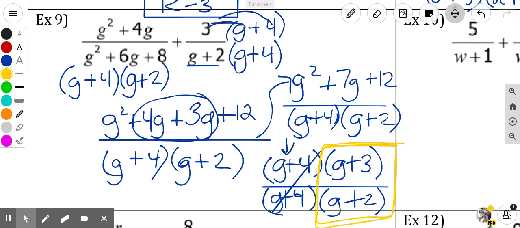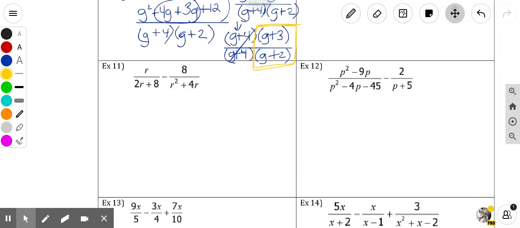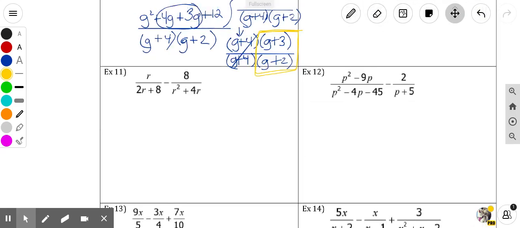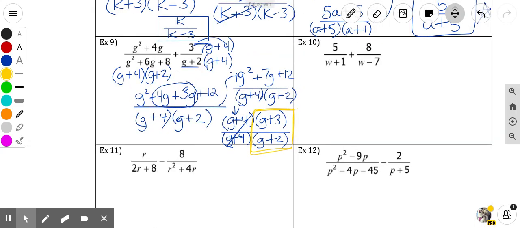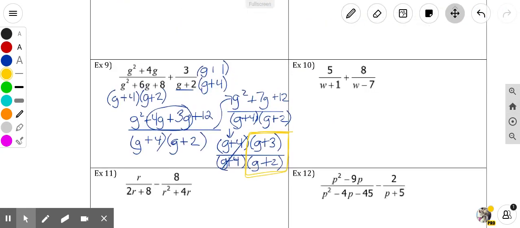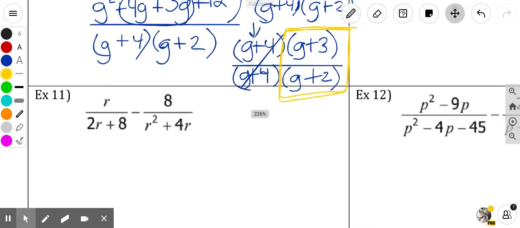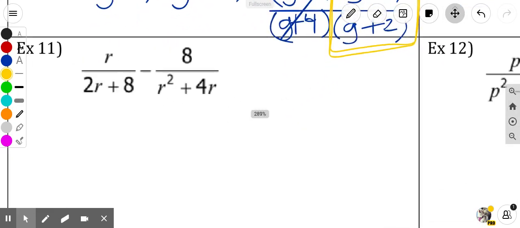Okay, let me see which ones. I don't think we really need to do all of these. There's a lot more. Okay, we're going to skip number 10. We're going to go to number 11. I'm skipping 10 because on the practice, there are not any like that. So I'll go back to that if we need to. Okay, number 11.